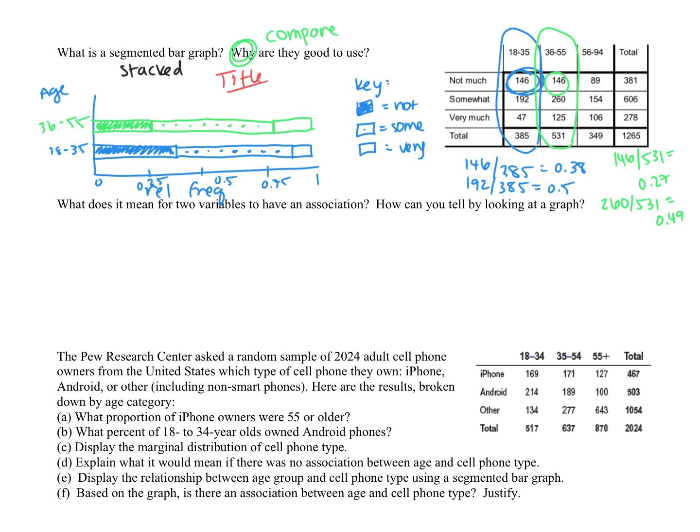Okay, so we have one more thing we're going to talk about, and then this Pew Research one is the last example that we will do together. So, what does it mean for two variables to have an association? If two variables have an association, it means that knowing the value of one variable helps predict the value of another.